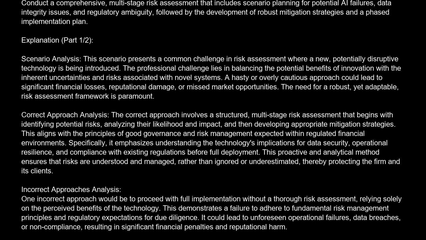Incorrect approaches analysis. One incorrect approach would be to proceed with full implementation without a thorough risk assessment, relying solely on the perceived benefits of the technology. This demonstrates a failure to adhere to fundamental risk management principles and regulatory expectations for due diligence. It could lead to unforeseen operational failures, data breaches, or noncompliance, resulting in significant financial penalties and reputational harm.